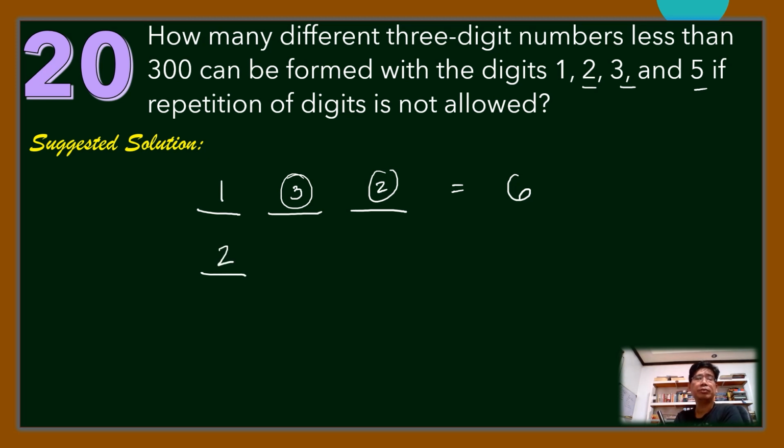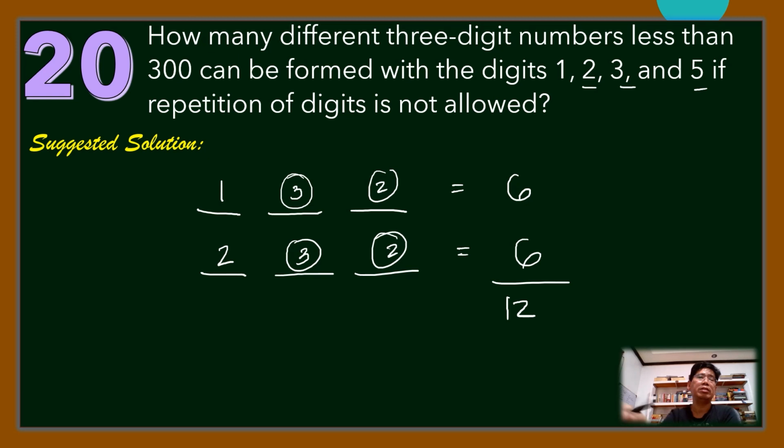Next, let us have 2 as the first digit. Again, we have 3 choices for the second digit and 2 choices for the third digit. This is 6 numbers. Since we're looking for numbers less than 300, any number that starts with 3 will be greater than 300. In total, we only have 12 3-digit numbers less than 300.